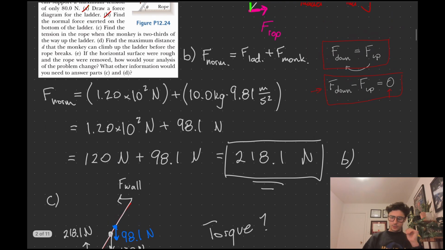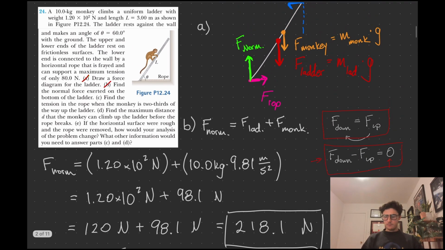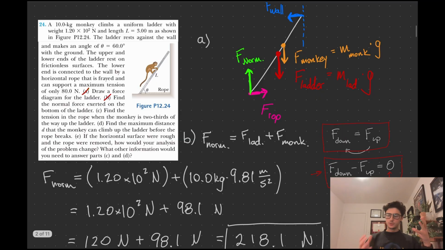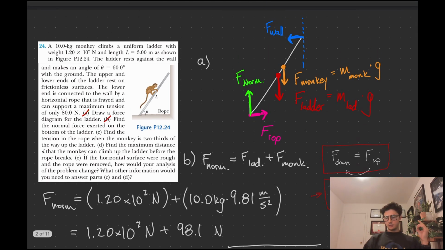Like the first problem, we did something related to the vertical direction, right? We found the normal force using the force of the monkey and the force of the ladder, and the conservation of forces in a static equilibrium system. But in the horizontal direction, we have two unknowns, the F of the wall and the F of the rope. So some information has to be included in the vertical directions, otherwise we can't do anything. Like we can't just find F of rope with F of wall. You see what I'm saying? So we have to do something here.